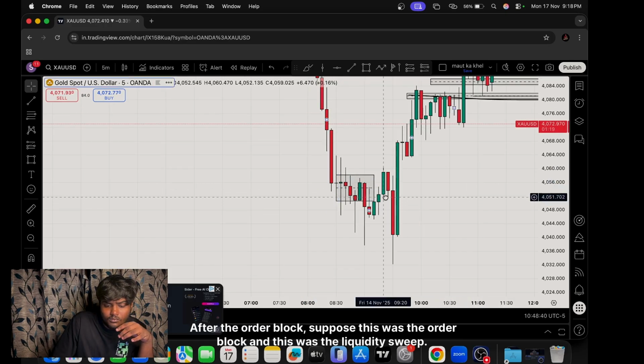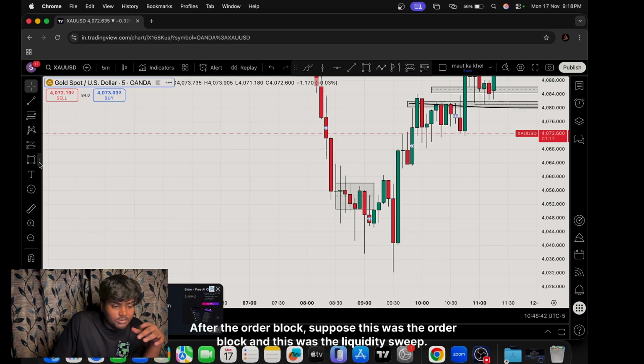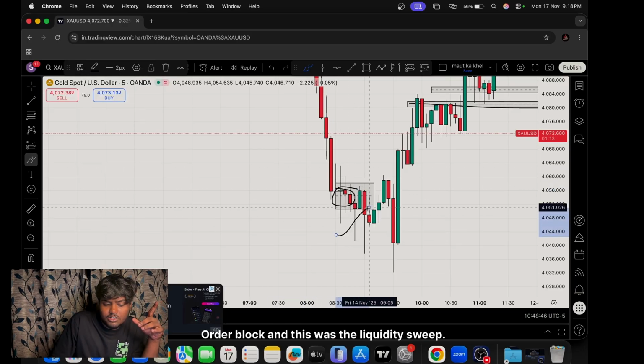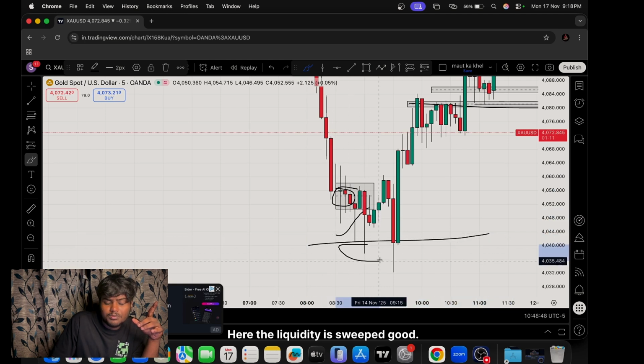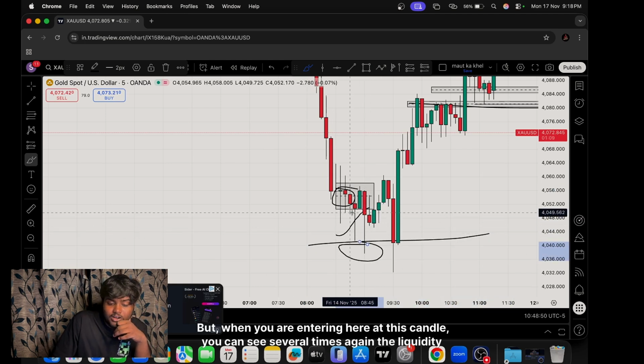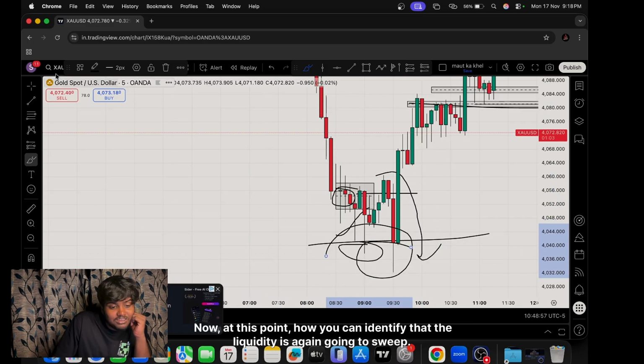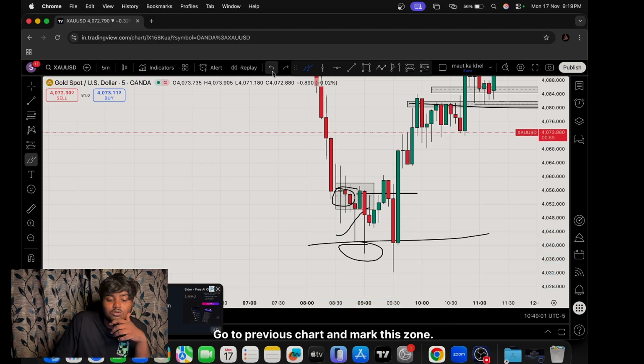Okay, after the order block, suppose this was the order block and this was the liquidity sweep. Here the liquidity is swept, good. But when you're entering here at this candle, you can see several times again the liquidity got swept. Now at this point, how can you identify that the liquidity is going to sweep again?